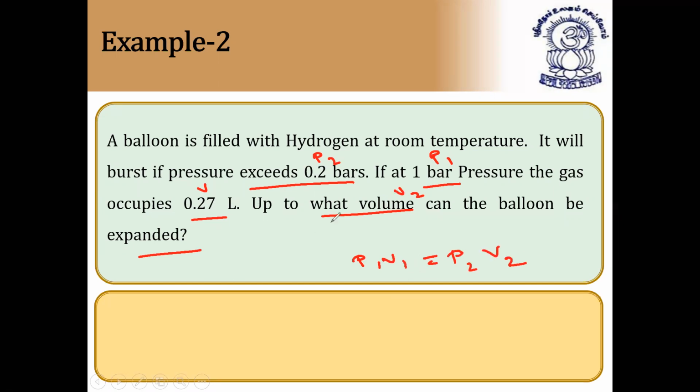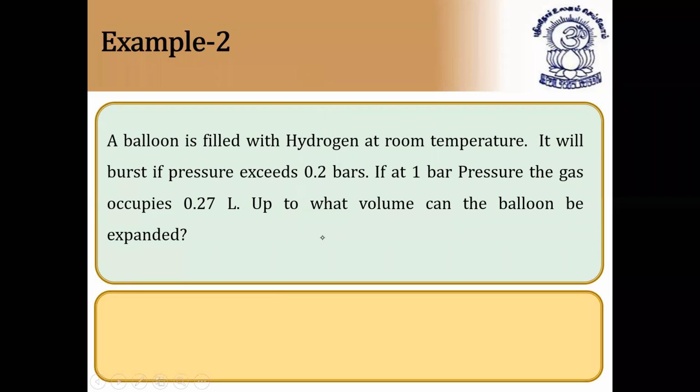By applying this formula, you can find out up to what volume the balloon can be expanded. You have to substitute and calculate, and you'll get the answer, 1.35 liters. P2 is 0.2, P1 is 1 bar, and V1 is 0.27 liters. Finally, we have to find V2. So easily you can understand this question.